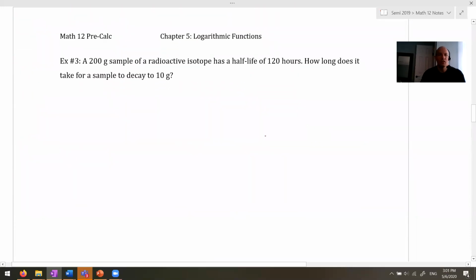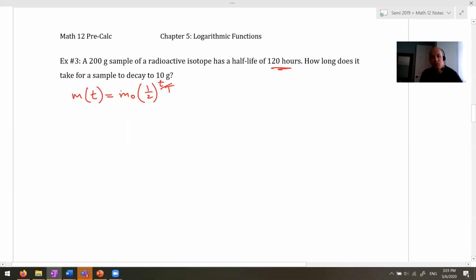Okay, last question here. We also did some of these questions before in the previous section. So the mass as a function of time is equal to the initial amount. It's a radioactive isotope question. So we've got 1/2 for half-life. We've got t over capital T. Now we're told it's got a half-life of 120 hours.